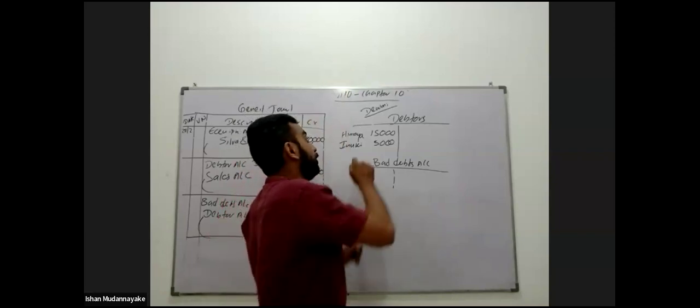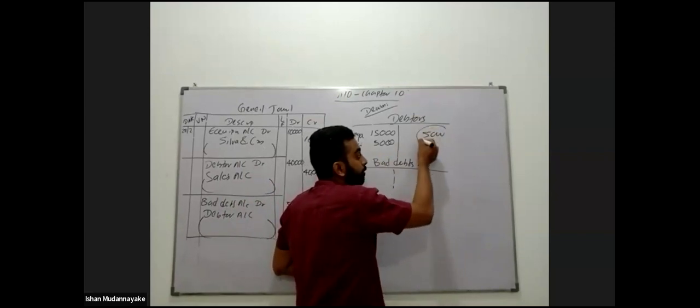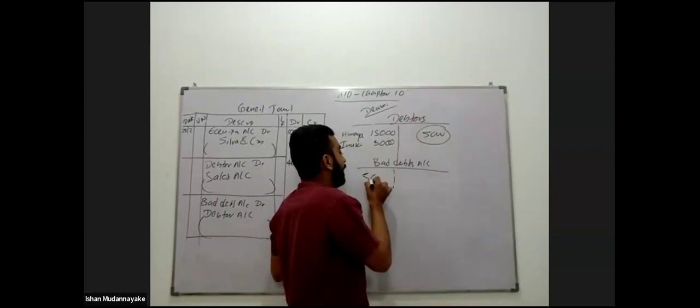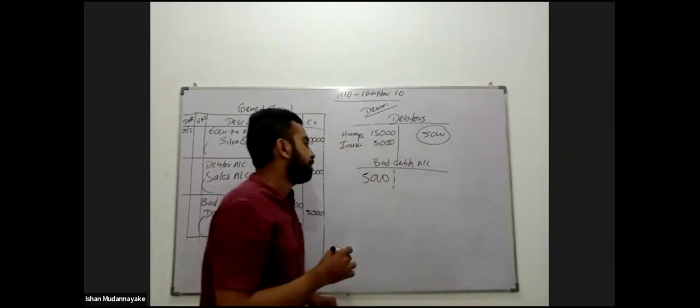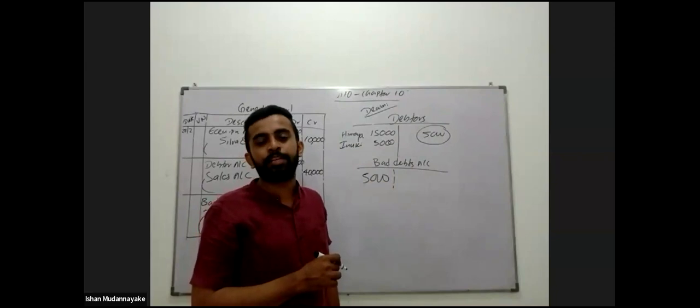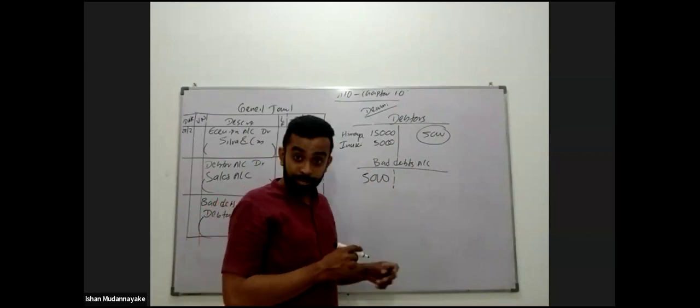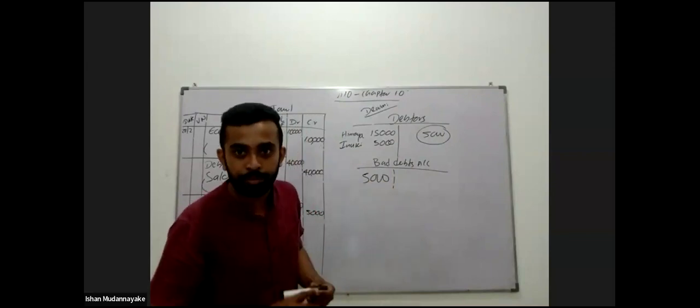Therefore, Devi needs to pass a double entry. Debtors account credit, bad debts account debit. Bad debts means one of the expense accounts, an expense account of the business. We can discuss bad debts again in grade 11, in chapter 5, right?